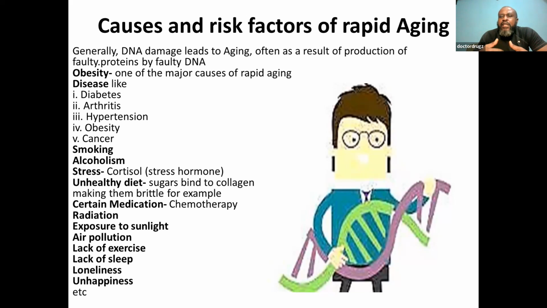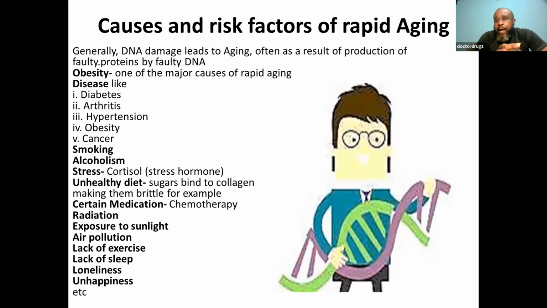Then people that have certain kinds of diseases like diabetes tend to age faster than others as a result of the excess glucose in the system that leads to production of reactive oxidative species. Yes, and smoking definitely triggers the aging gene directly and actually makes people get older. Alcoholism, stress, because the stress hormone called cortisol can actually trigger aging faster.